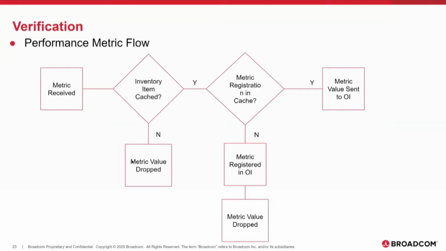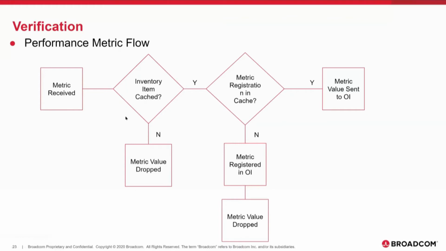This is the reason for the multiple cycles in terms of how long it takes us to start flowing metrics. I don't know how much detail we should go into here, but we get a metric. If the inventory item is not cached, we have to drop the value. We have to wait for it to be cached in inventory. So there are open API queries happening to harvest all the metadata about an inventory item, and we can't send metrics until we have all of that metadata.